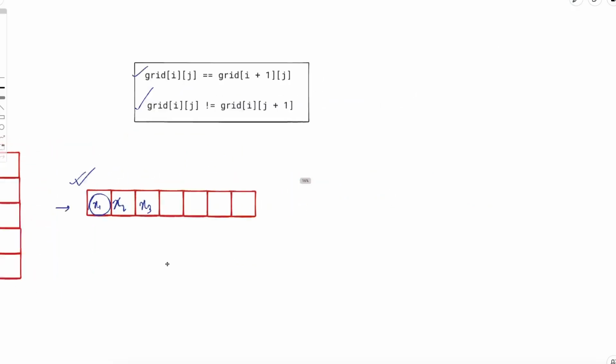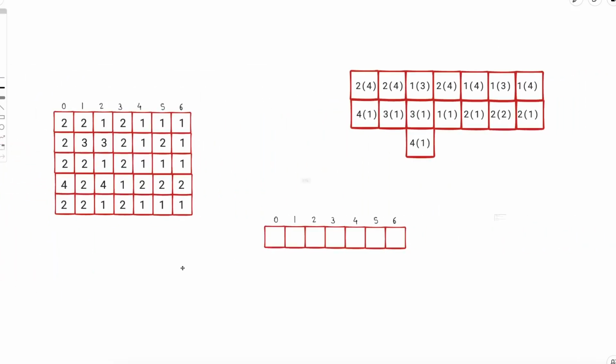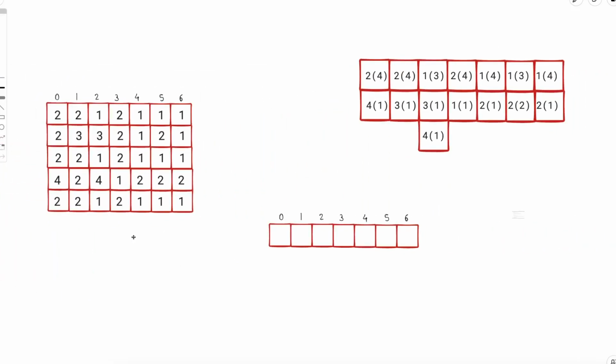So let's look at it with a bit more complete example. Let's say this is the given matrix, right? And for simplicity, I have converted this matrix to something like this, right? Wherein the first column has two distinct elements, 2 and 4. 2 occurs 4 times, 4 occurs 1 time, right? Similarly, the second column has two distinct elements, 2 and 3. 2 occurs 4 times, 3 occurs 1 time, and so on and so forth, right?